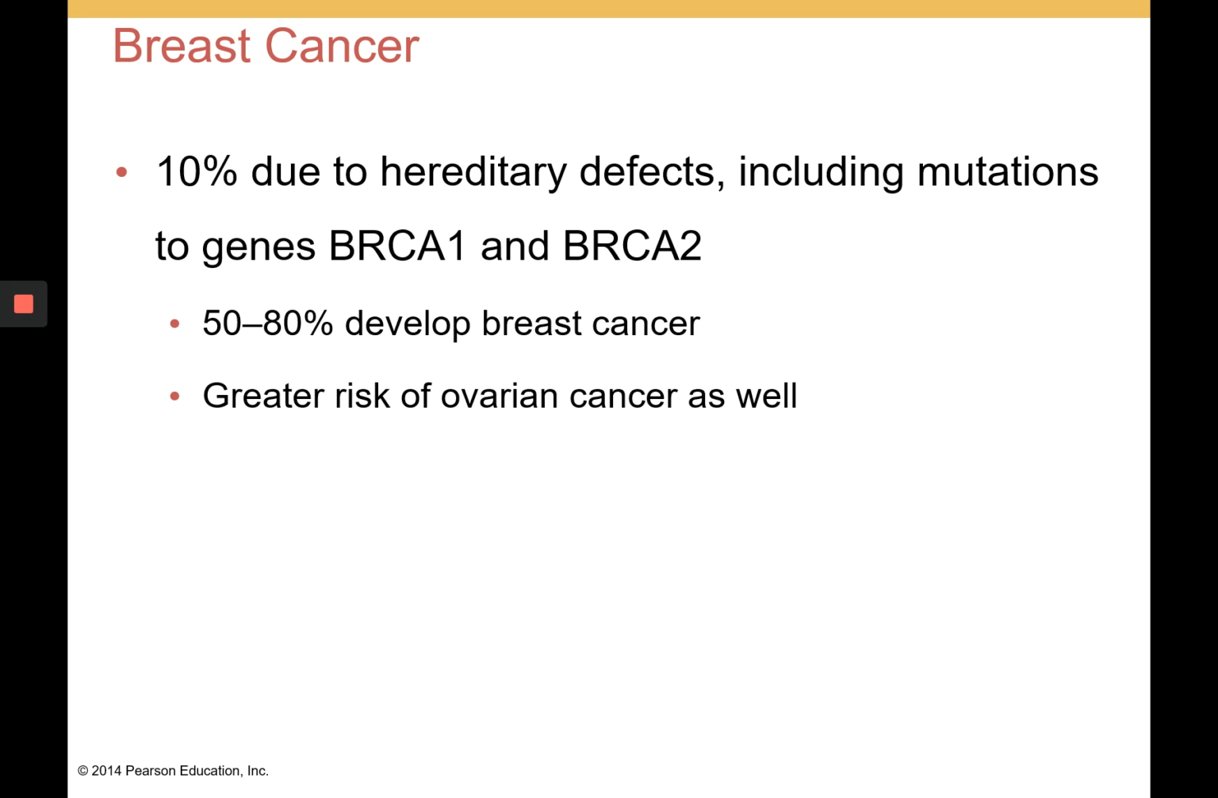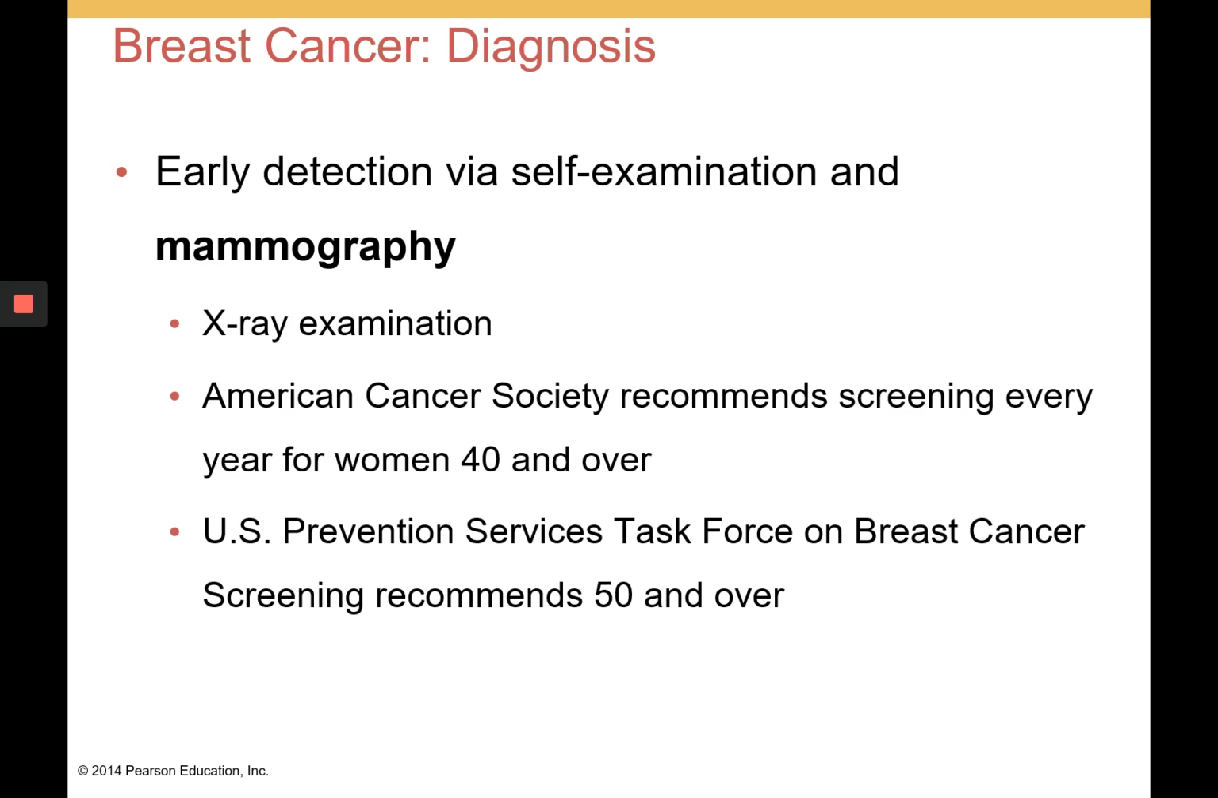But again, let's look at that genetic component. So 10% of breast cancers are due to hereditary defects, and this includes mutations in a couple of genes. The BRCA1 and BRCA2 genes are two identified genes that we know that if there are mutations in these genes, there's an increased risk for the development of breast cancer. About a 50 to 80% risk exists for those who do have mutations in BRCA1 and 2. And this also includes a greater risk for ovarian cancer as well.